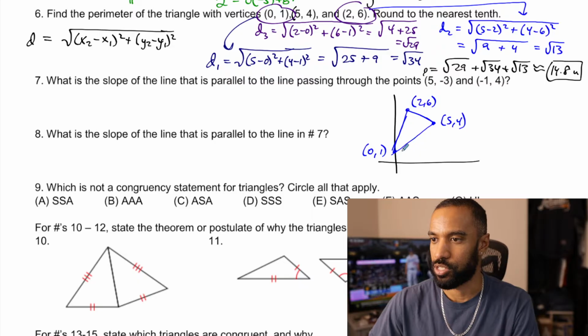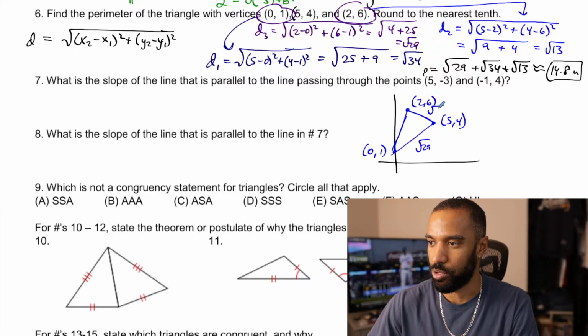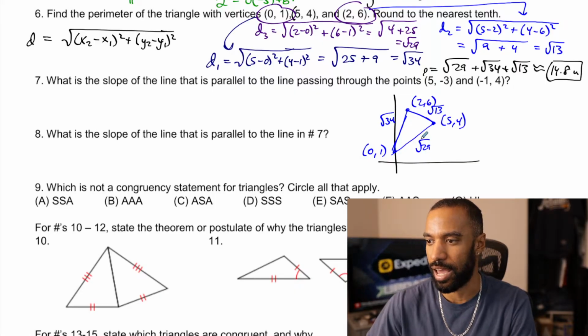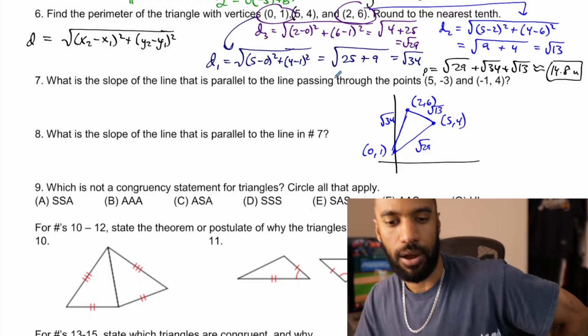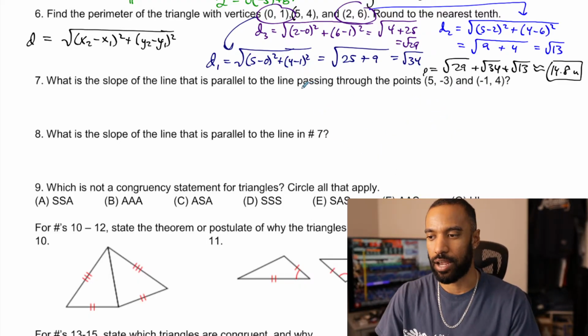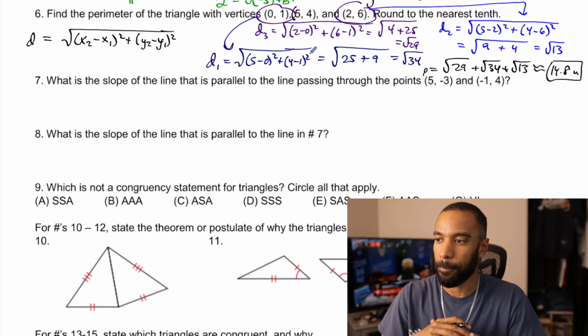We found this distance here to be root 29, this distance here to be root 13, and this distance here to be root 34, like that, and we added those 3 up. And we'll talk about how we find those actual distances using what I just did for distance formula, but in a Pythagorean theorem way with graphs, or just like that, even on a rough sketch.